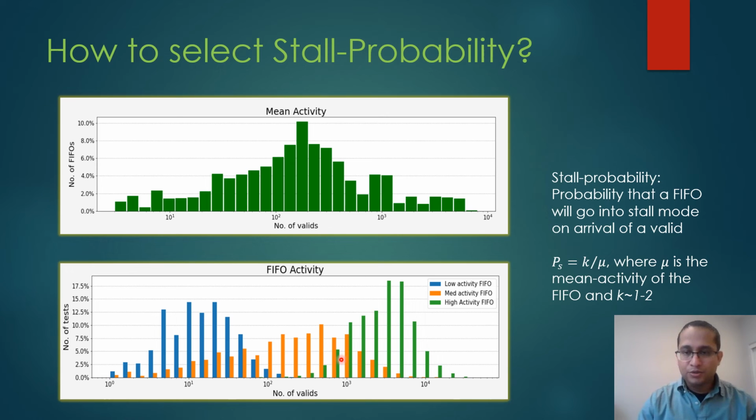So instead of using the same small value of stall probability for all FIFOs, we collect some statistical data and set the stall probability using the formula PS = K over mu, where PS is the stall probability and mu is the mean activity of the FIFO across the tests. Just by doing so, we make sure that the expected number of stalls for each FIFO is K, which is of the order of 1 or 2, irrespective of whether the FIFO is a high activity or a low activity FIFO.